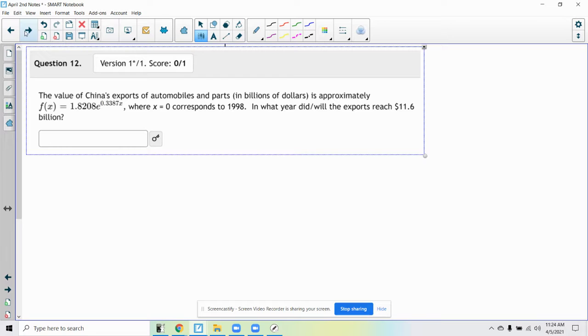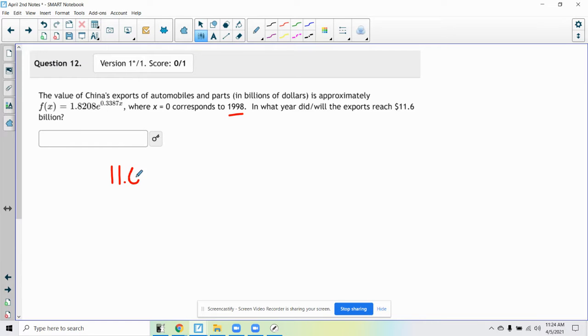All right, here it says the Chinese exports of automobiles and parts approximately follows this equation, where x is years since 1998. In what year will the exports reach 11.6 billion? Just going to set this equation equal to 11.6, 1.8208 e to the 0.3387x. Again, the thing I'm looking for is in the exponent, so I'm going to have to convert. But I can't convert until I get this base, e, by itself. So I'll start by dividing both sides by this coefficient, 1.8208.